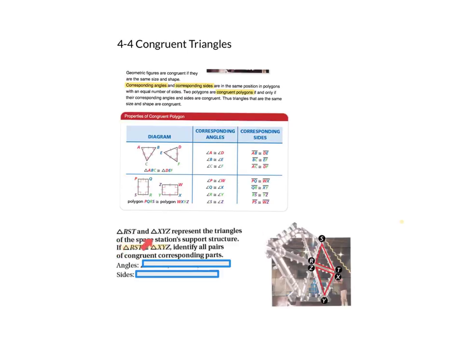If you're given a congruent statement and you're asked to list all the corresponding parts, I would make two categories, both angles and sides, and fill that in. So for the angles, angle R is congruent to angle X. Angle S is congruent to angle Y, for instance.